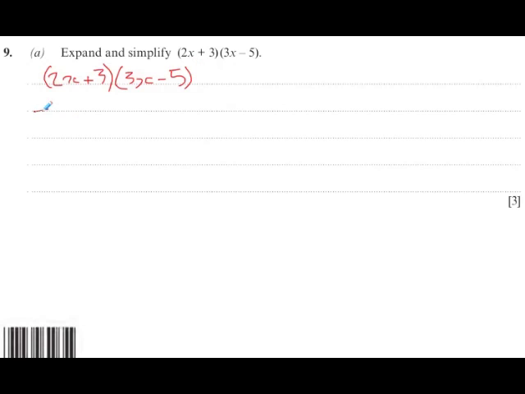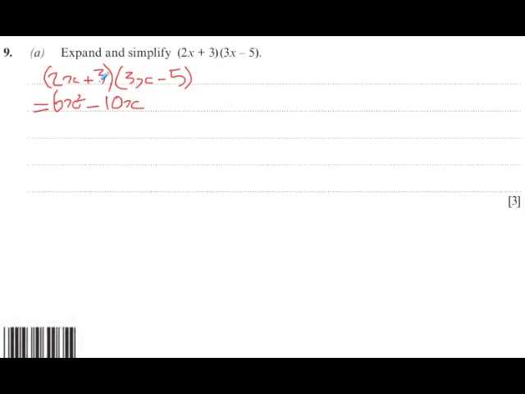and that's equivalent to, so if we start with 2x, we have to multiply all expressions in there by 2x. So we've got 6x, x times x is x squared, okay. 2x times minus 5 is minus 10x.